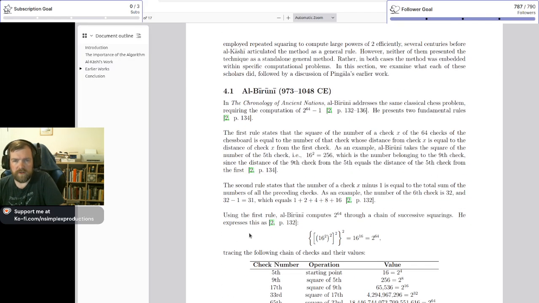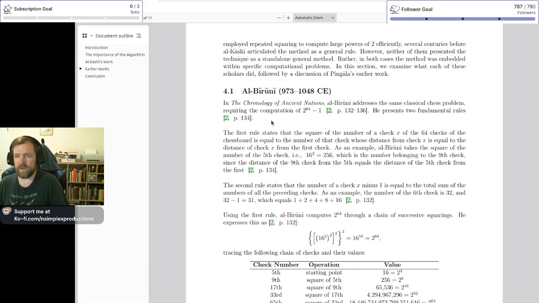In the Chronology of the Ancient Nations, Al-Biruni addresses the same classical chess problem requiring the computation of 2 to the 64th minus 1. He presents two fundamental rules. The first states the square of the number of a check x of the 64 checks of the chessboard is equal to the number of that check whose distance from check x is equal to the distance of check x to the first check.